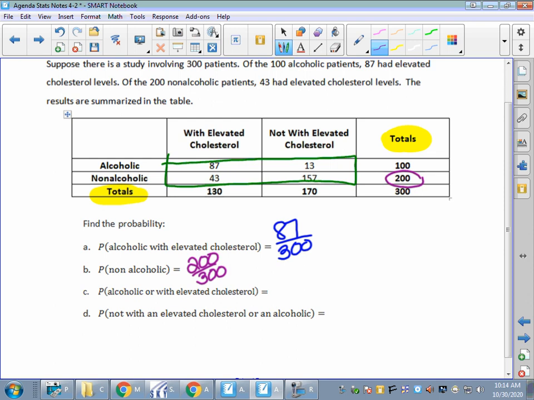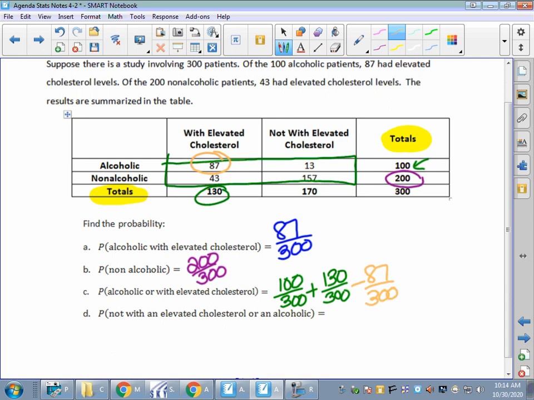Notice letter C. I want to make sure I mention this one. An alcoholic or elevated cholesterol. So alcoholics are 100 out of the 300 plus elevated cholesterol. Elevated cholesterol would be what? There's 130 with elevated cholesterol if I'm going to the totals. But please notice, maybe I'm overthinking this, but I've got 87 that fall into both of those categories. So that's that intersection. I have to take that out.